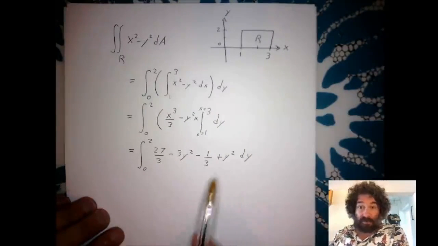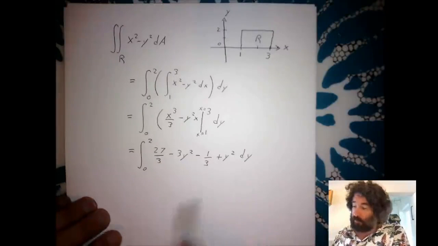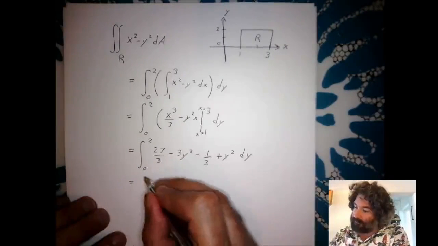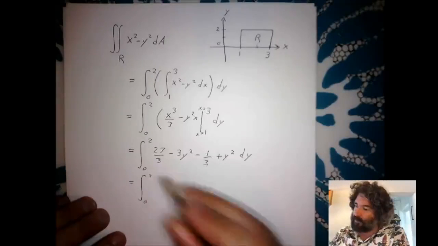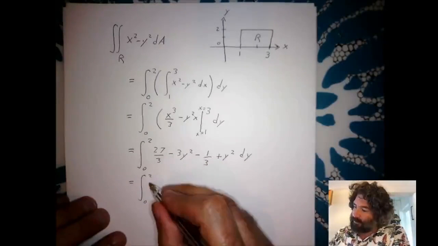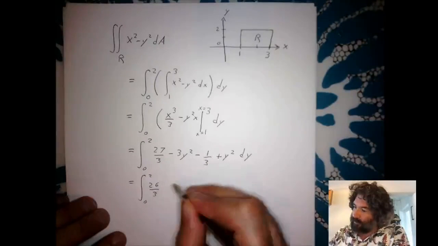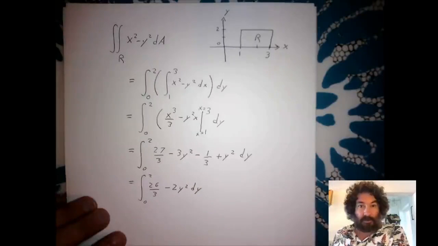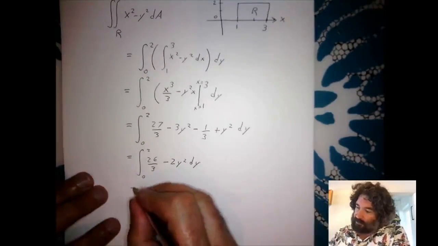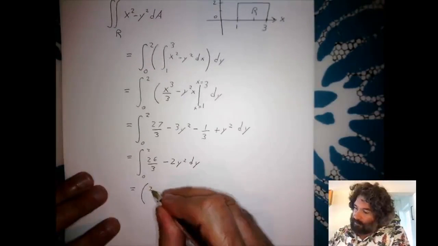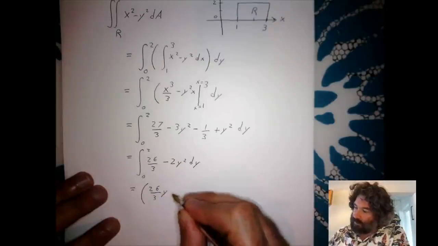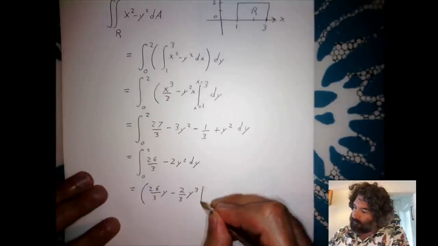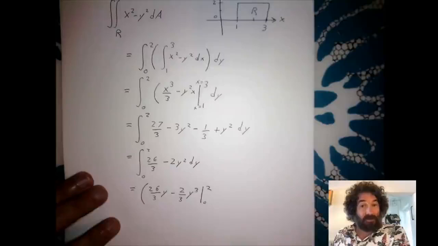All right, so now it's a really pretty simple integral with respect to y. We're going to want to combine all the terms together. Integral from 0 to 2. So we have here 26/3 minus 2y squared. And combine the terms. And then, well, this is an integral, I hope, for you. 26 over 3 y minus 2/3 y cubed. Evaluate from 0 to 2.